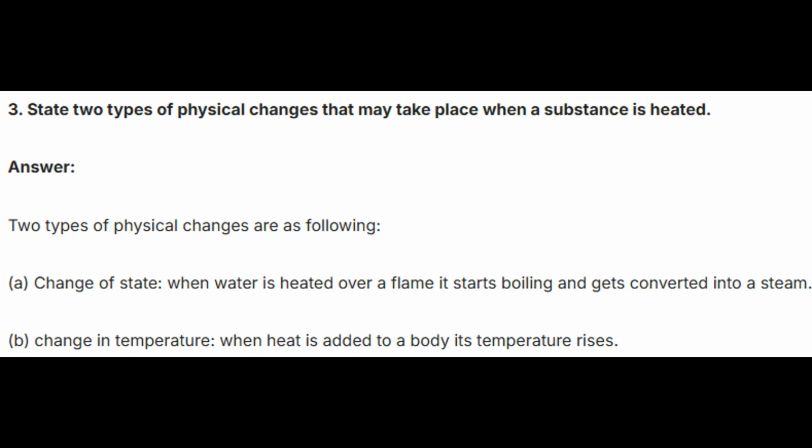Third, state two types of physical changes that may take place when a substance is heated. Answer. Two types of physical changes are as follows. A. Change of state. When water is heated over a flame, it starts boiling and gets converted into steam. B. Change in temperature. When heat is added to a body, its temperature rises.